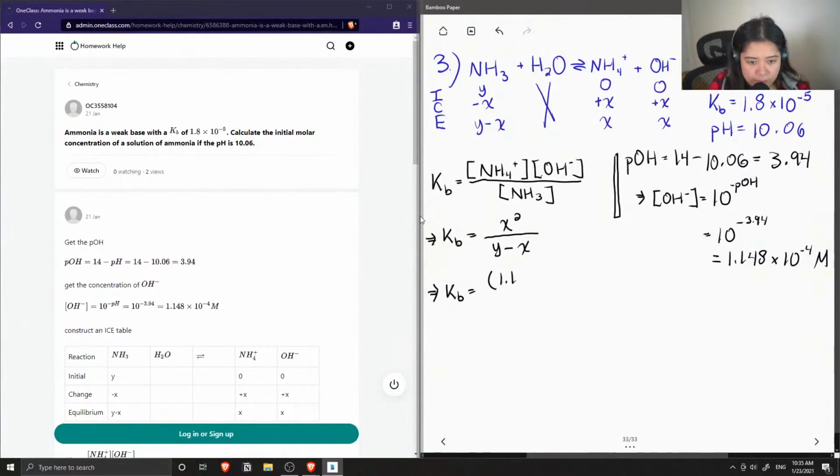So 1.148 times 10 to the negative 4, squared, divided by y minus 1.148 times 10 to the negative 4. And also, I can even write in my Kb as 1.8 times 10 to the negative 5. So now I only have my one unknown, which is y. So let's just try to isolate and solve for the y.